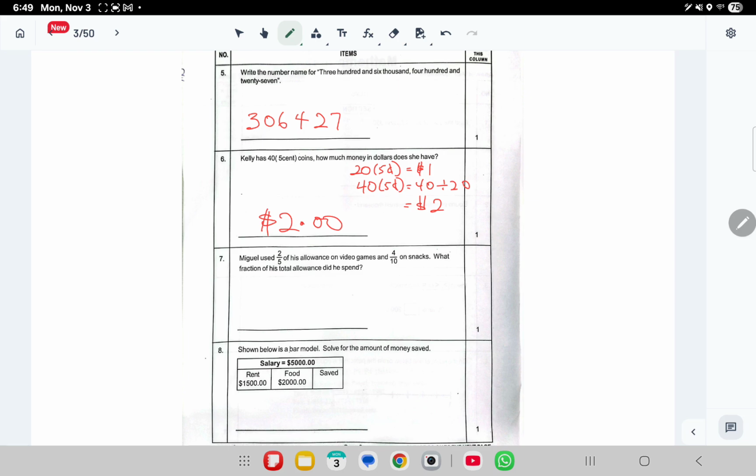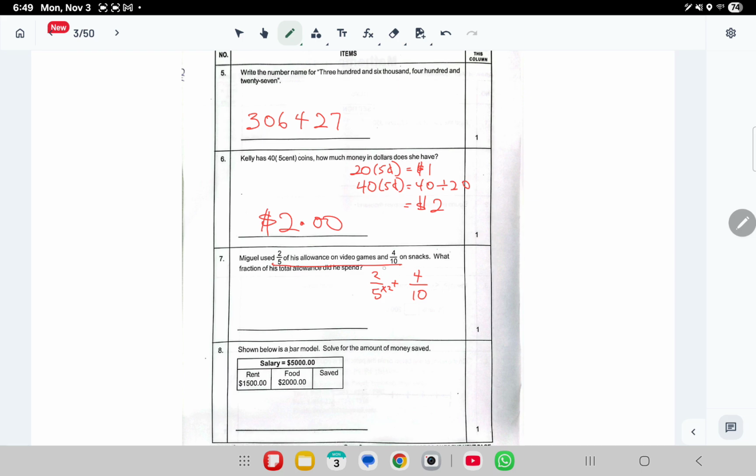Number 7, Miguel used 2/5 of his allowance on video games and 4/10 on snacks. What fraction of his total allowance did he spend? So you want to calculate the total fraction that was spent. So that is 2/5 plus 4/10. We know that one is a multiple of the other. So all we need to do is to change the fifths into tenths. To change that to 10, you multiply by 2.